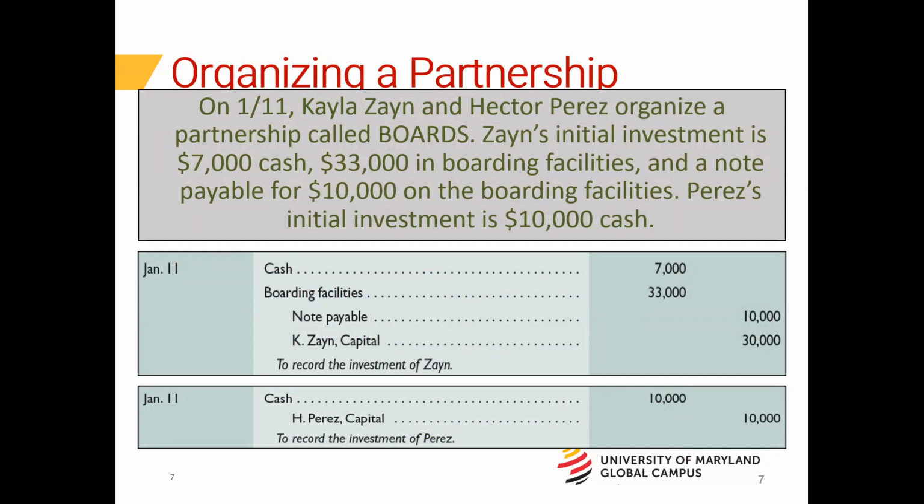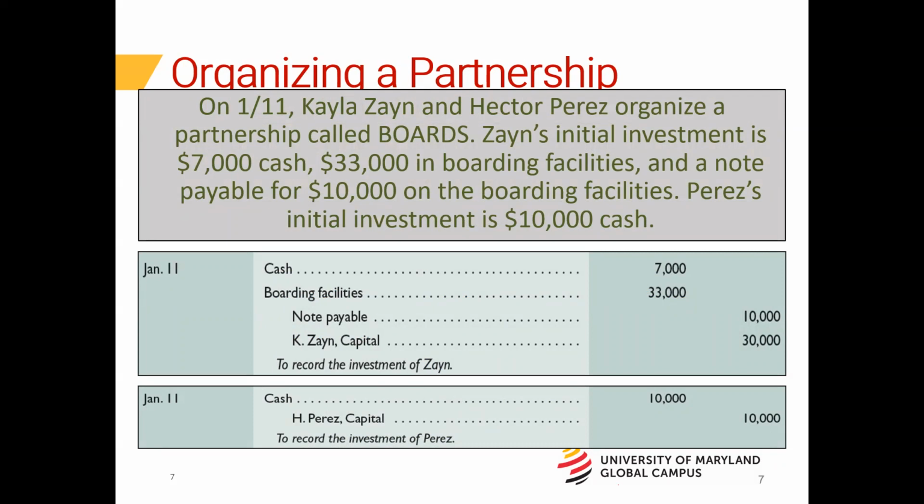So we have this company that's organized as a partnership. Let's see, what did this partner invest? This first partner invested $7,000 in cash, $33,000 in boarding facilities, whatever that is. I imagine that's a building, and they also are bringing a loan for that facility.